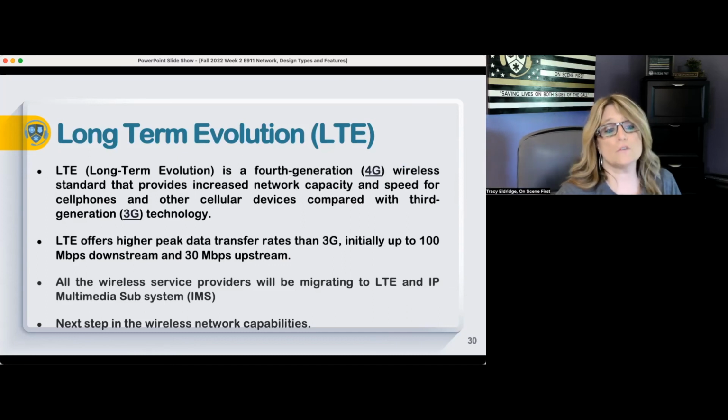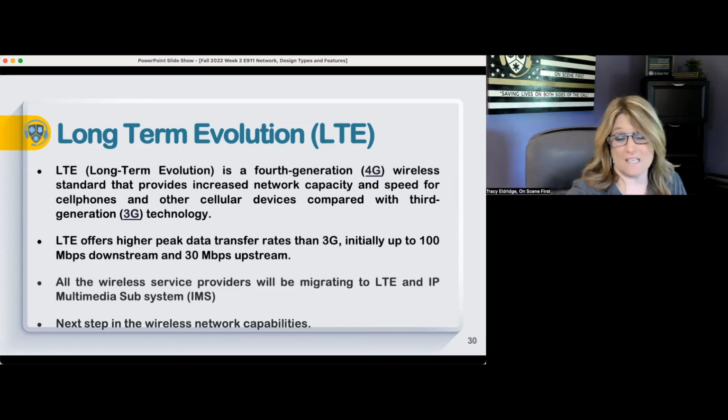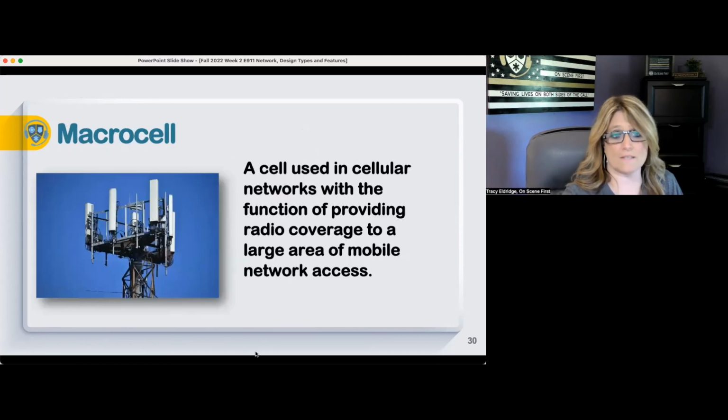All the wireless service providers will be migrating to LTE and IP Multimedia Subsystems. LTE is the next step in wireless network capabilities.